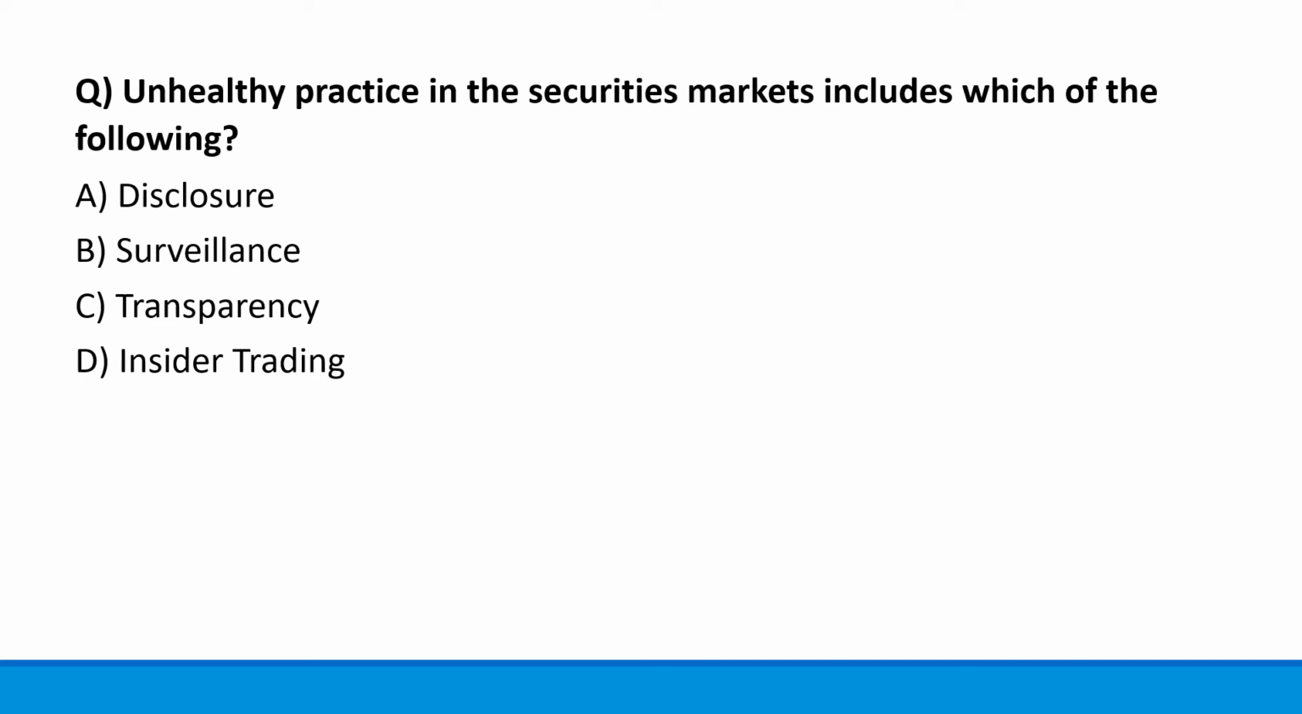Next question. Unhealthy practice in the securities markets includes which of the following? Option A, disclosure, option B, surveillance, option C, transparency, and option D, insider trading. The correct answer is option D, insider trading.